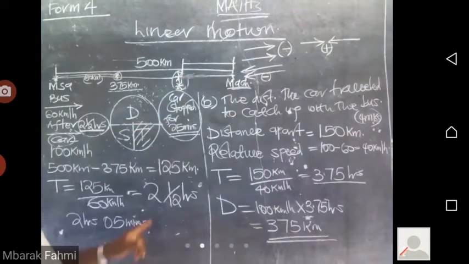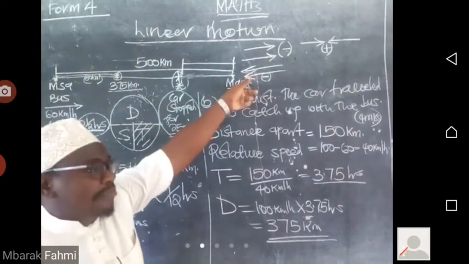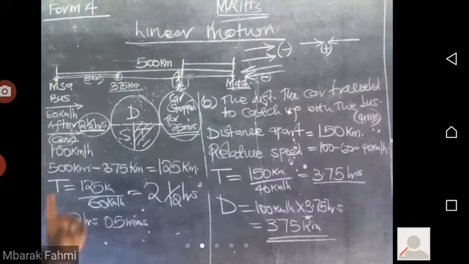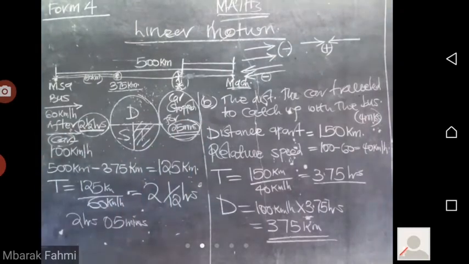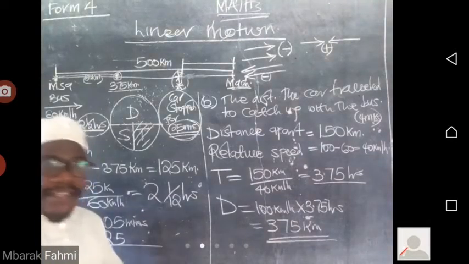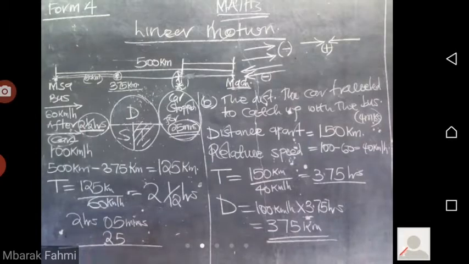Now, if the car is to reach Machakos the same time as the bus, it means first, they can't stop for 25 minutes. So we have to subtract those 25 minutes the car stopped and see what duration will now be remaining. And the car will have to use the remaining time to move with higher speed to reach Machakos at the same time as the bus.